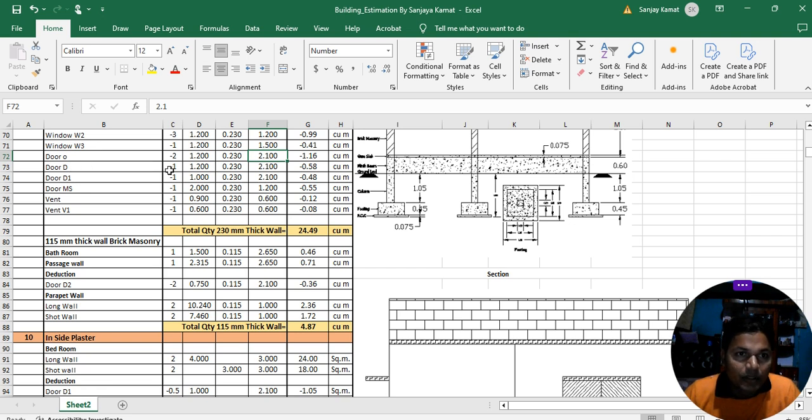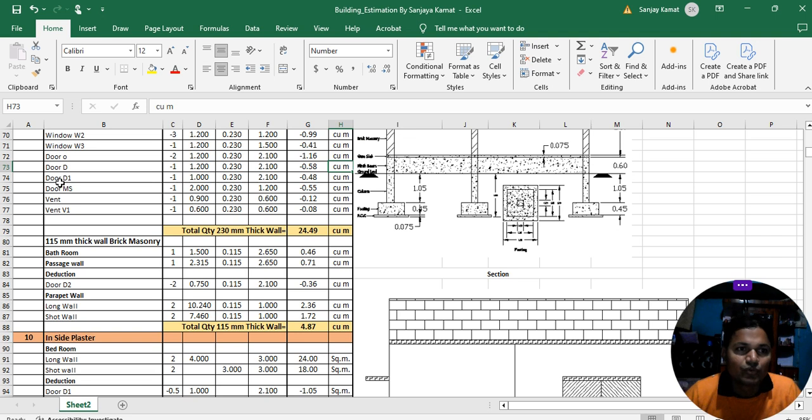Door D. And how many door D are we taking? -1. And then length will be how much? 1.200 meter, and breadth will be 0.230 meter, and depth will be 2.100 meter. See, again we have the 4 values. Multiply these 4 values, then how much will you get? You will get -0.58 cubic meter.